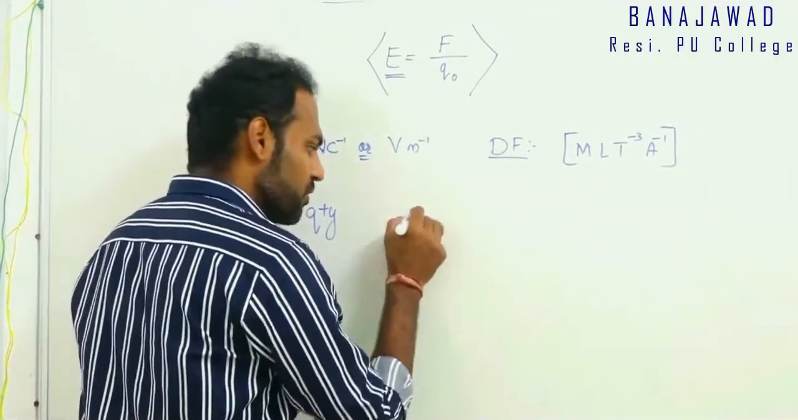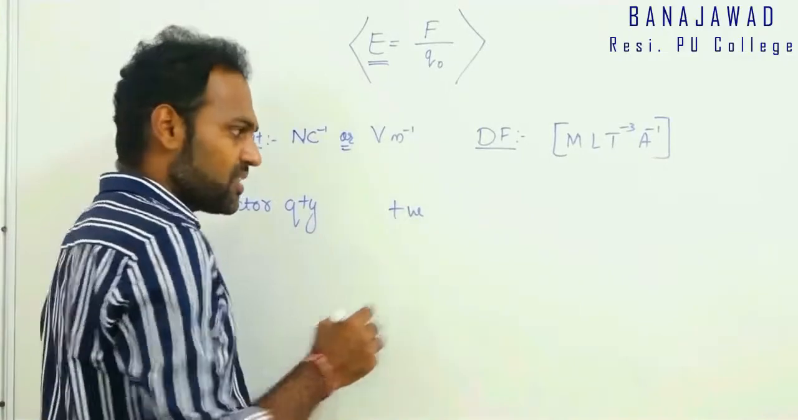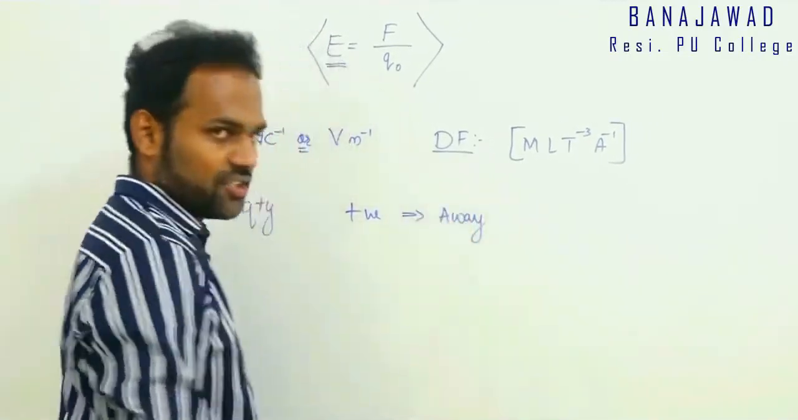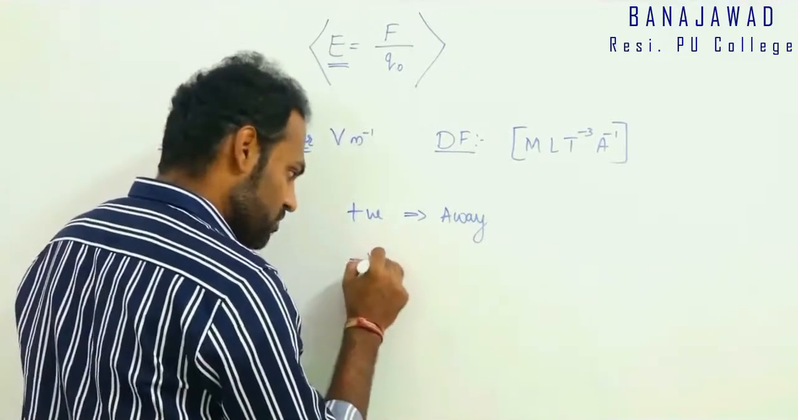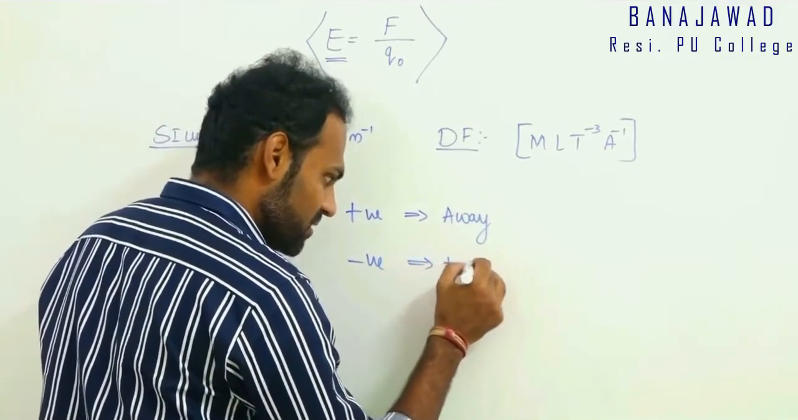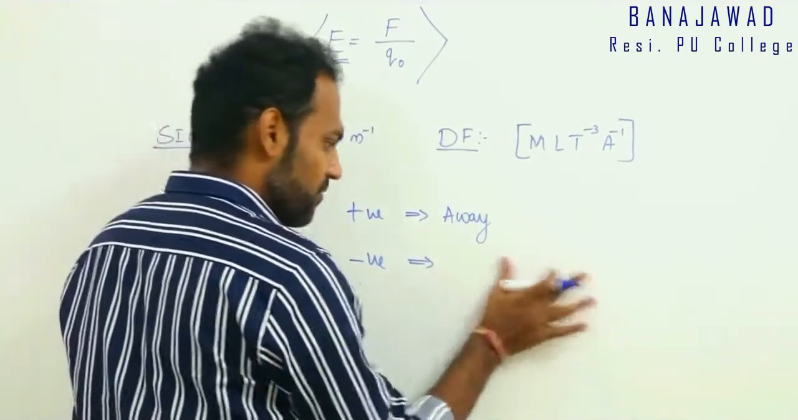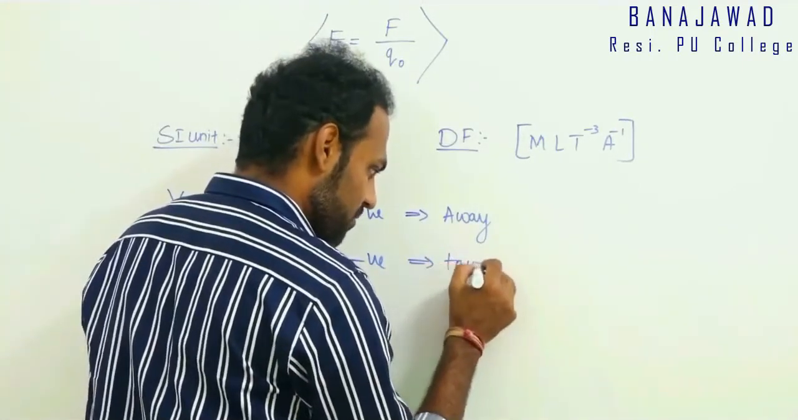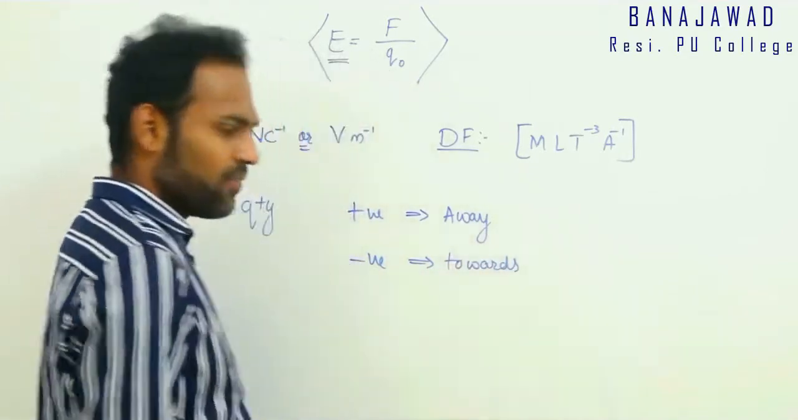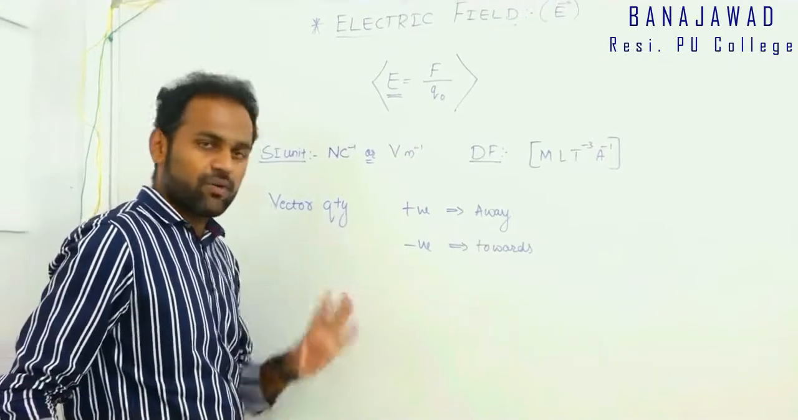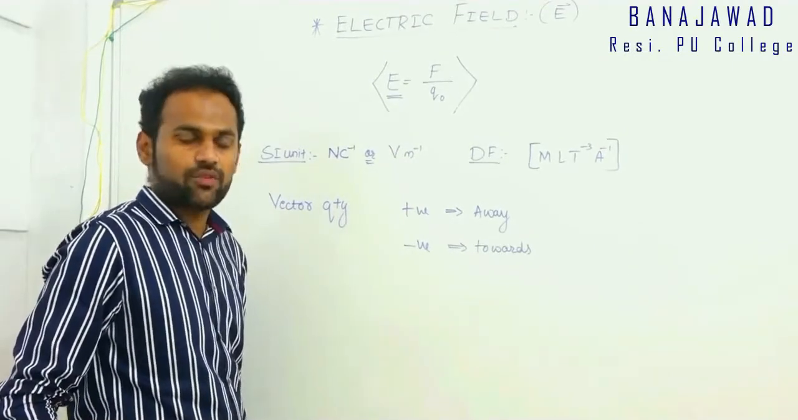If it is a positive charge, electric field will be away from the positive charge. This is the direction. If it is a negative charge, electric field will be towards the charge. This is the direction of electric field. So if it is positive, electric field will be away. If it is negative, electric field will be towards.